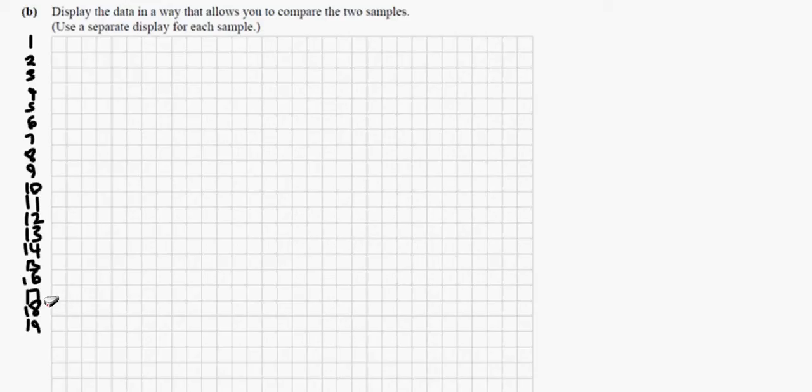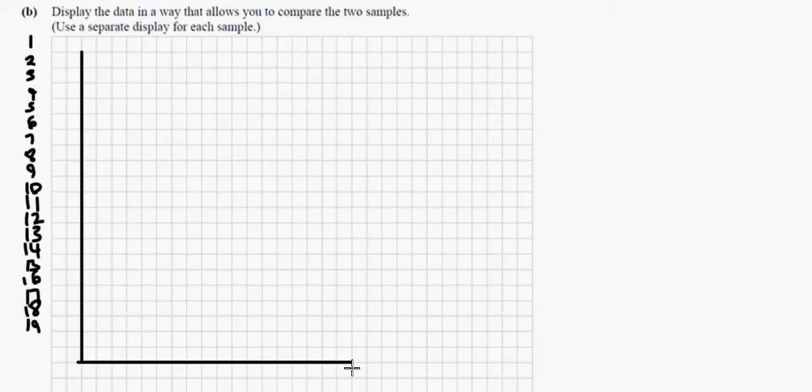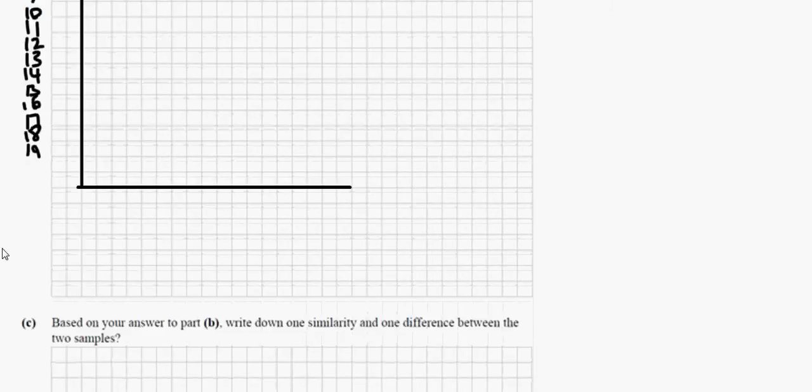Okay, so we should be okay with that. Now, we have 19 blocks here, so what I'm going to do is draw my axis. Okay, and we'll use our black line here. So I'm going to draw my axis like so, and this is for the one histogram each.